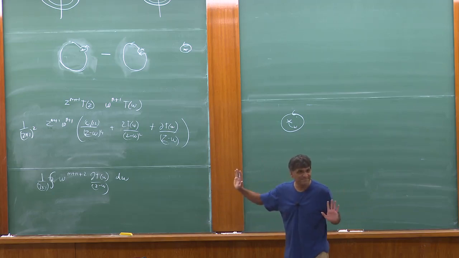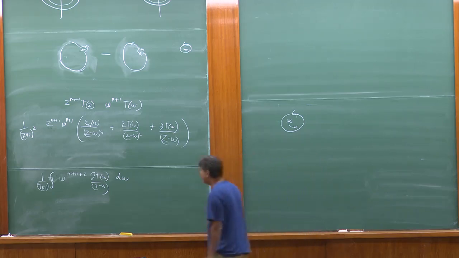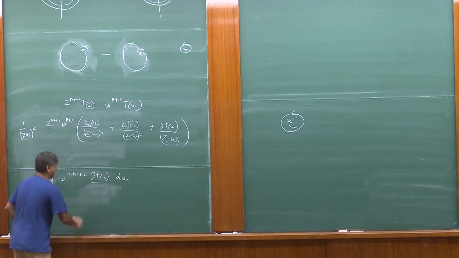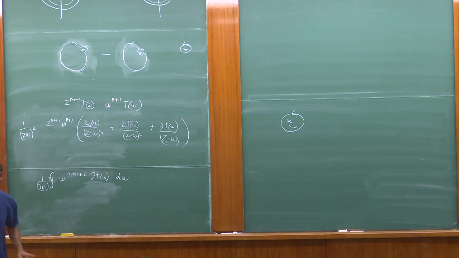Is this clear? Okay? And it should be z minus omega. Thank you. That was the confusion. Sorry. Is this clear?